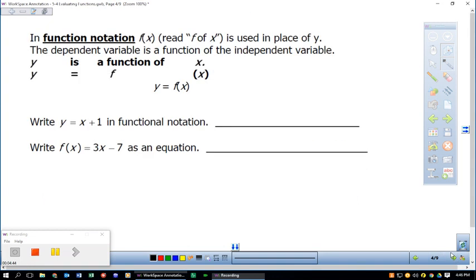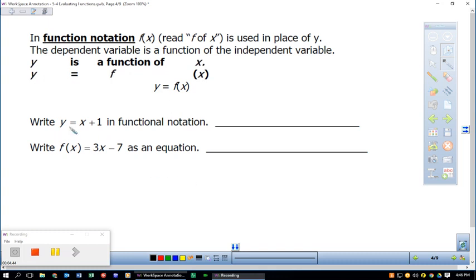Function notation. In function notation, f of x is used in place of y. The dependent variable is a function of the independent variable, which we have done before. So y is a function of x, you can write that as y equals f of x.